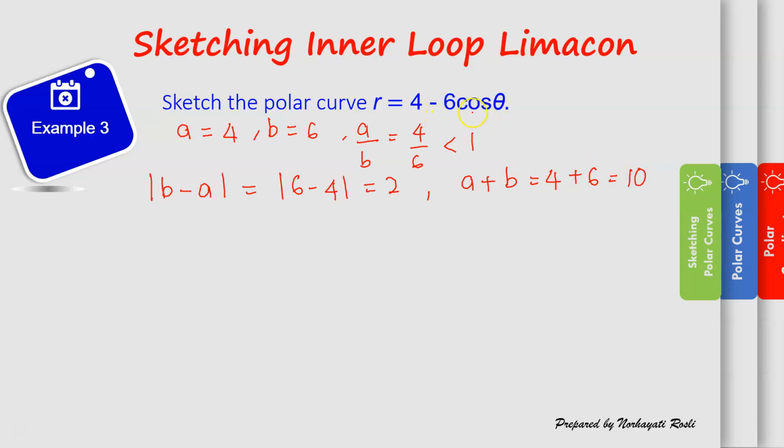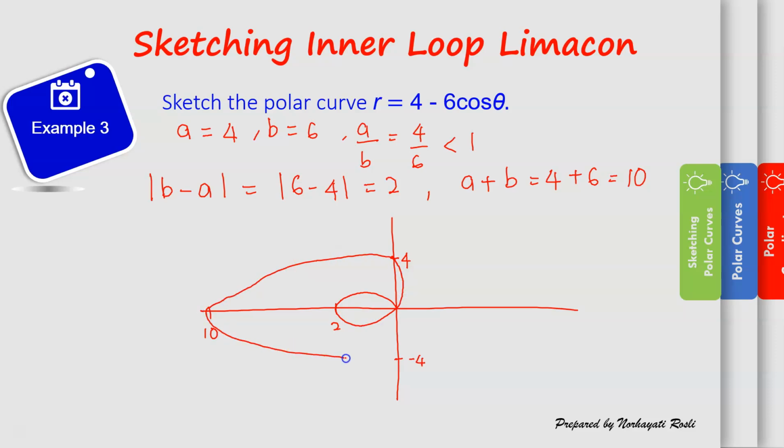But now our cos function is negative, meaning that our Limacon will be on the negative side of the x-axis. In this case, on the y-axis you will have the A value, which is 4, this one negative 4, and they will touch here at point 2, that is B minus A, and now the far end is at point 10. So you will have an inner loop that touches this 2, and then goes to this 4, then goes to this 10, back to this negative 4, and back to the origin. So we will have this kind of inner loop Limacon.